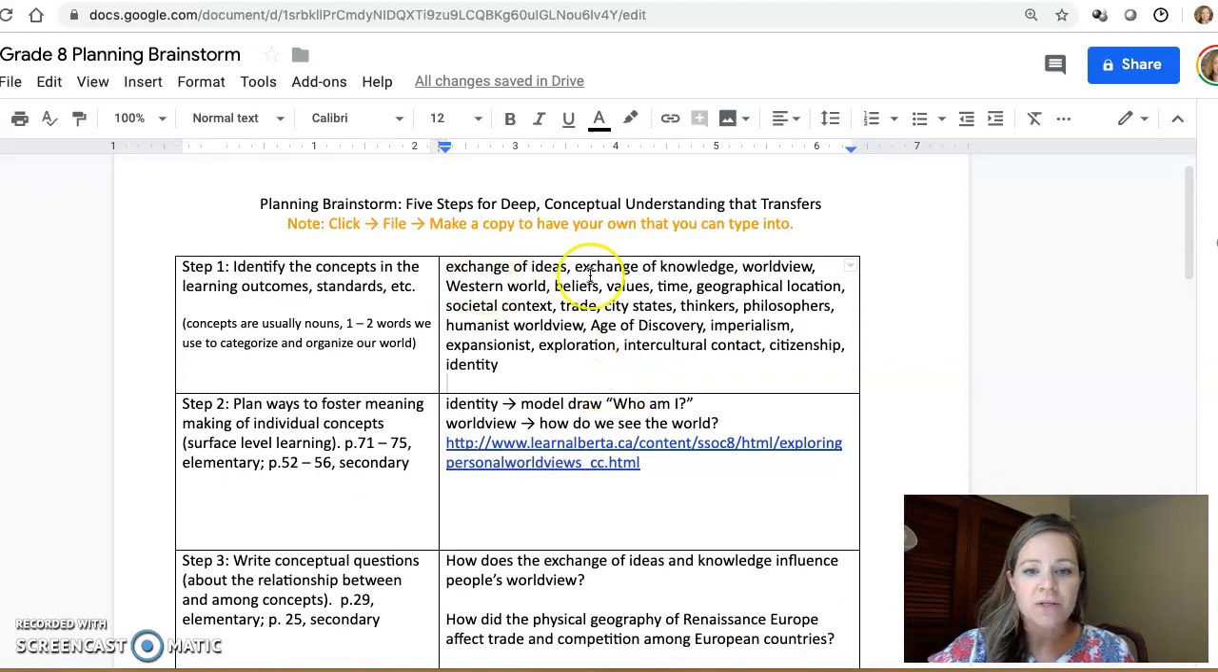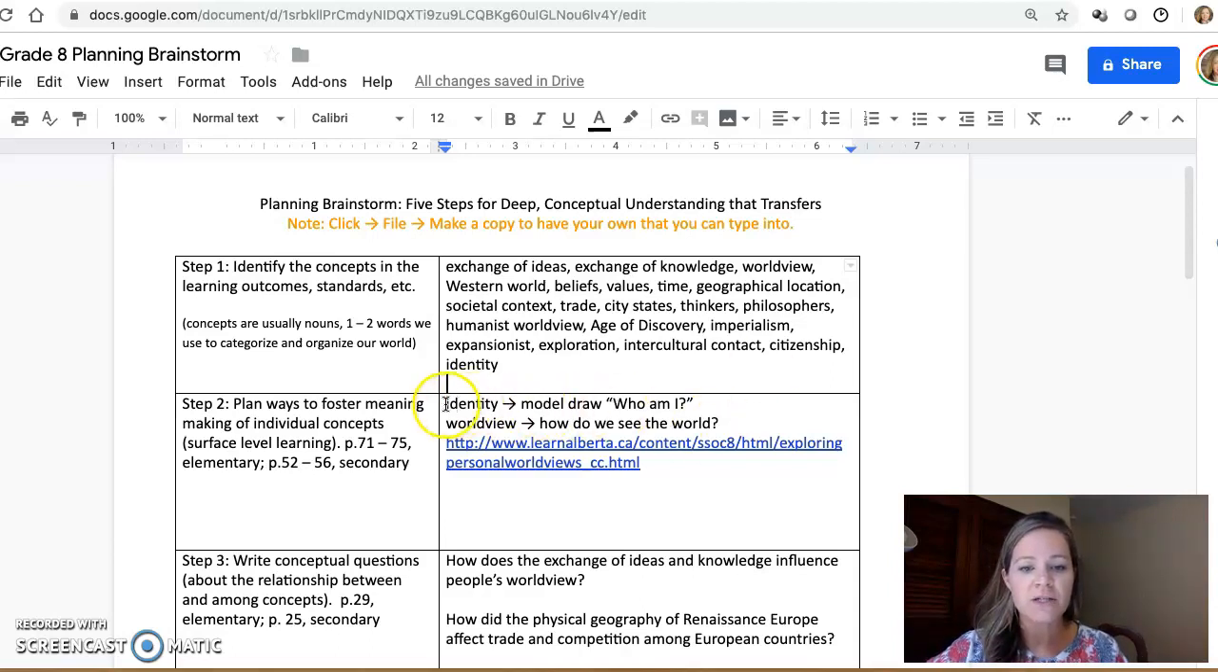So the next step is to sort these. I looked at all these and I just said, that's a lot. Is there one that is the foundation from which everything else spawns? And to me, when I look at this, if students don't understand the concept of identity, then worldview, and that there's differing worldviews and that they change over time, that's going to be really hard.